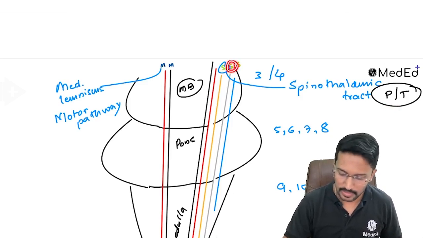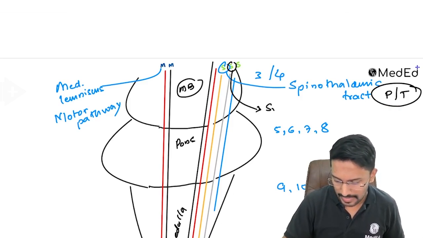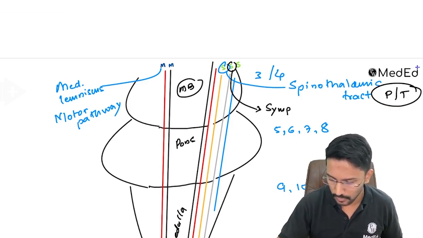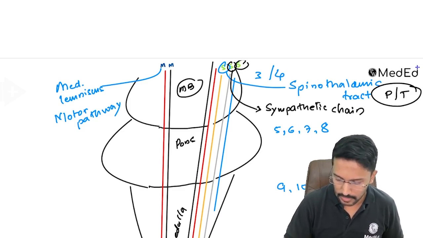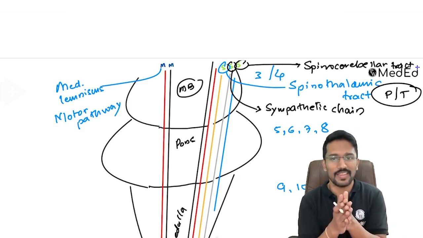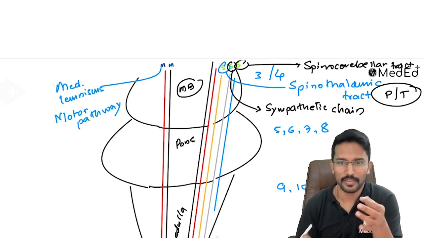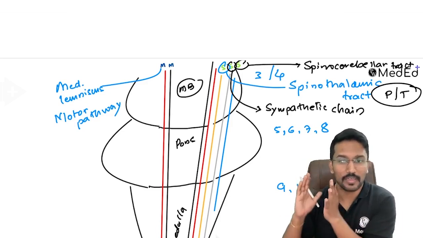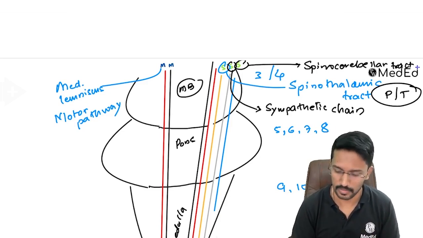The next S stands for the sympathetic chain. And the other S stands for the spinocerebellar tract. So in the brainstem, the spinocerebellar tract, the sympathetic chain and the spinothalamic tract are the ones which are traveling laterally. Clear? Medially, the motor pathway and medial lemniscus are traveling.